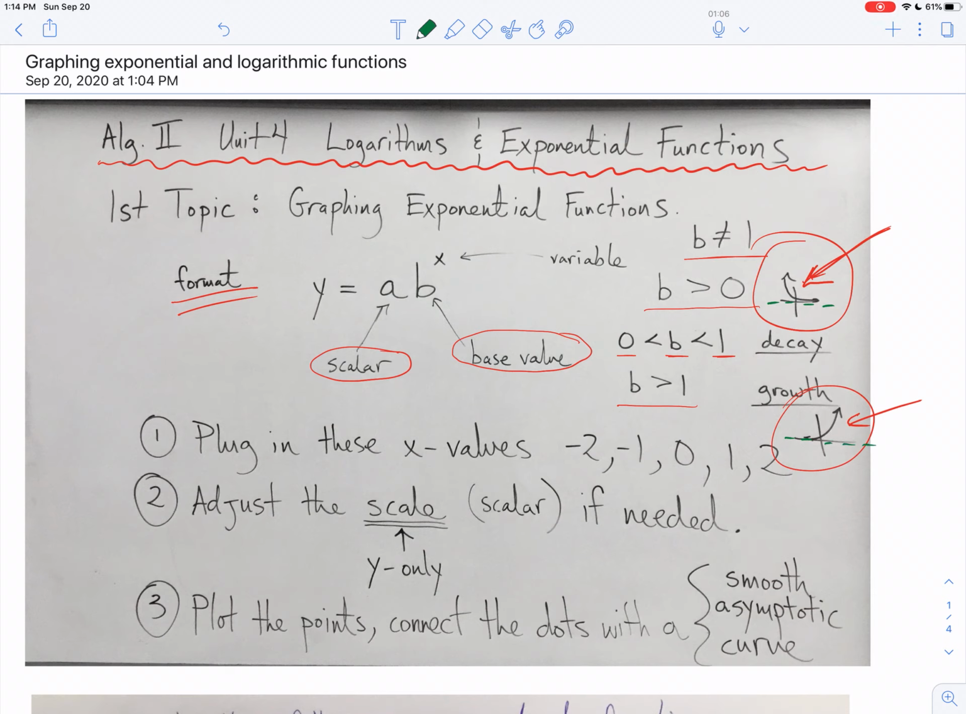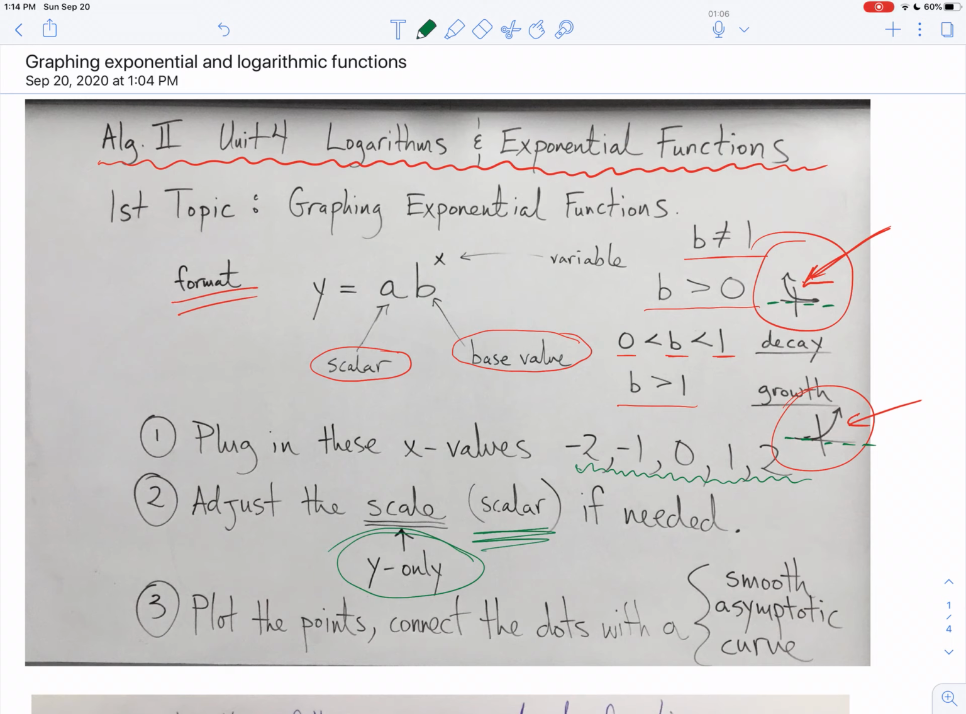But, like I promised, every single time we graph an exponential function, you're going to plug in the same exact x values. Plug in these guys: -2, -1, 0, 1, and 2. And if there's a scalar out in front, guess what? Adjust the scale, but you don't adjust it on the x. Your x will never change. You're always plugging in the same exact x values. The scale is only going to change on the y.